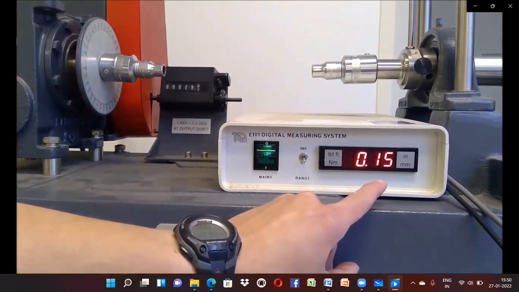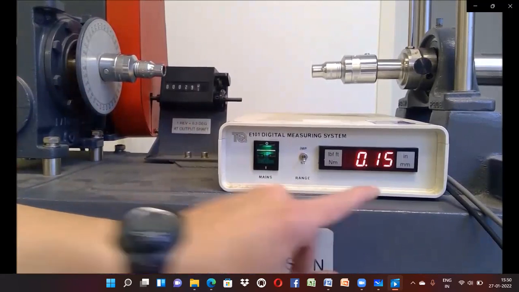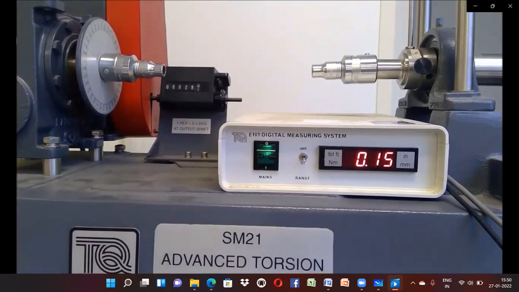the test piece. Now we're going to run this test to failure, so we're going to continue twisting the test piece until it eventually fails. And what we'll have is a recording of the torque required, as well as the angle of twist that caused the material to fail. So let's load the first test piece into the machine and then we'll begin the test.